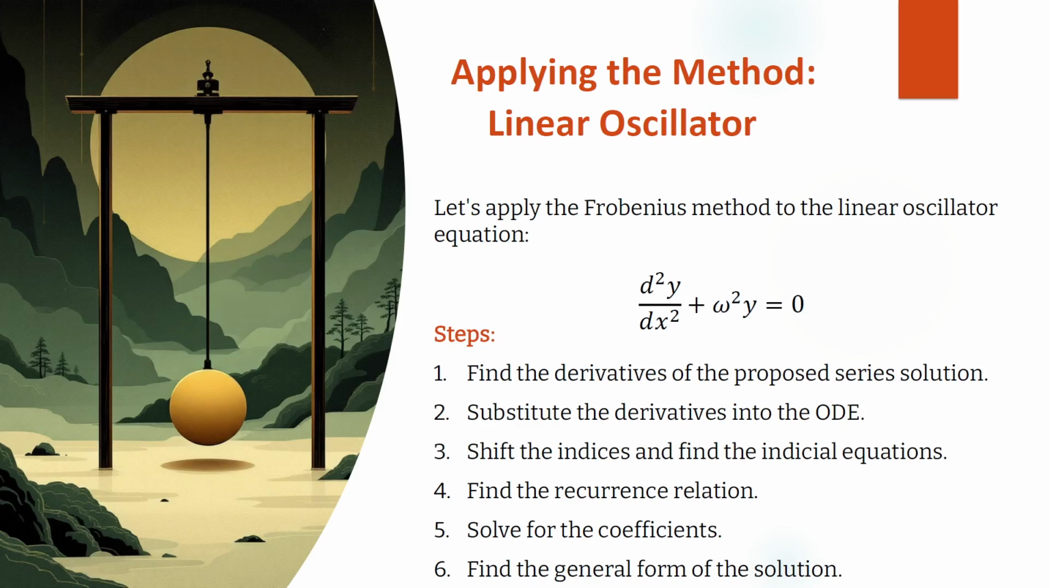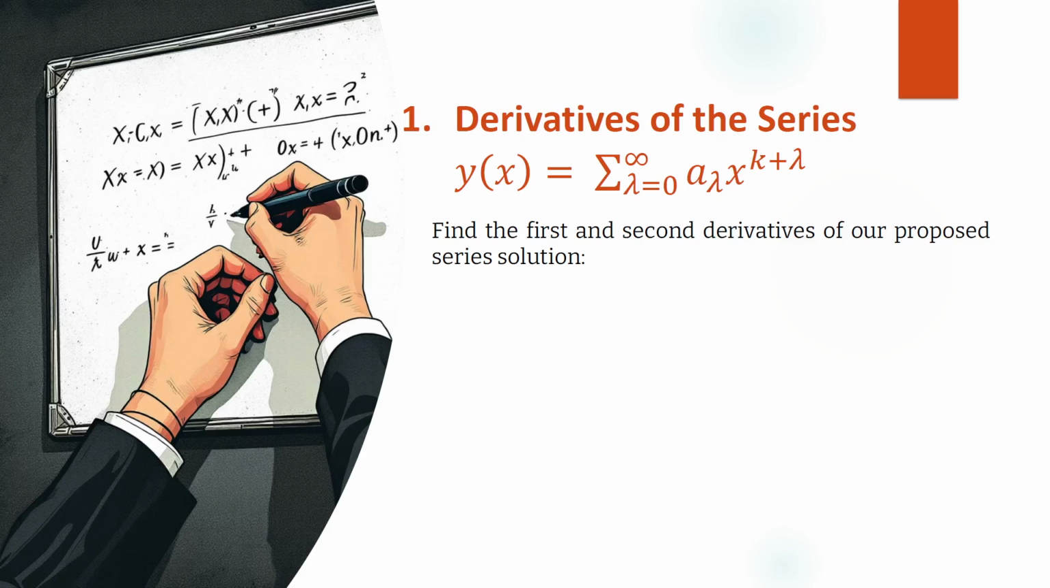So we start with the first step, that is finding the derivatives of the power series. This is the summation of a_λ x to the k plus λ, where λ starts from 0 to infinity. So in this solution, we will actually be looking for the values of k, so that when we find our general solution, we can make use of the values that we found based on the initial equation that we will be solving later in this presentation.